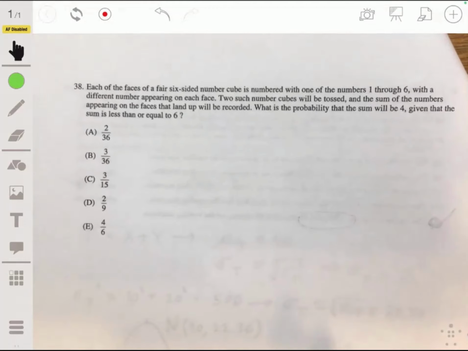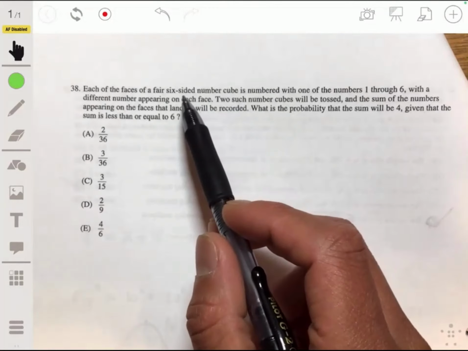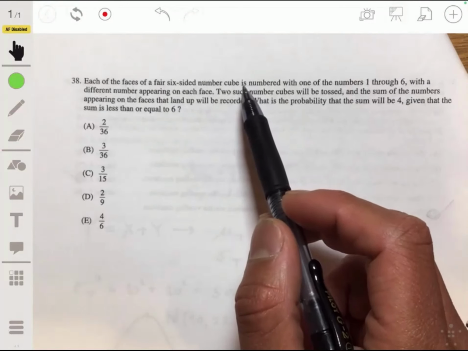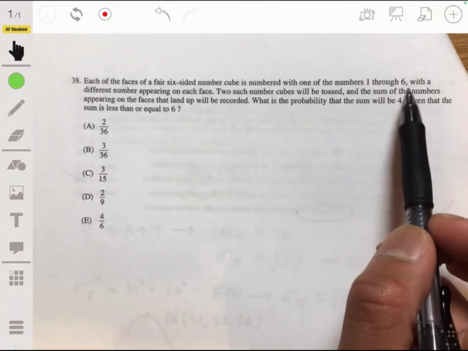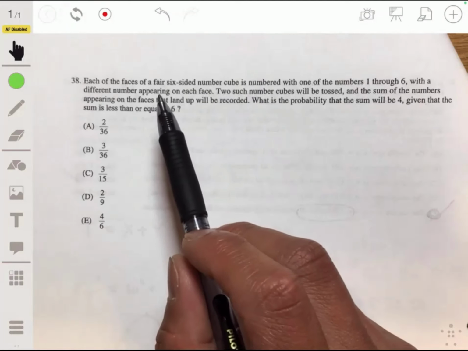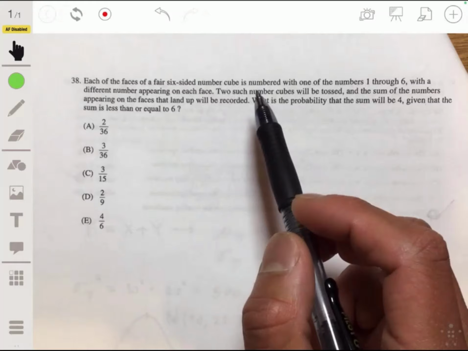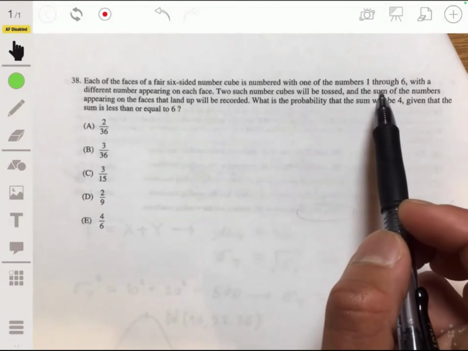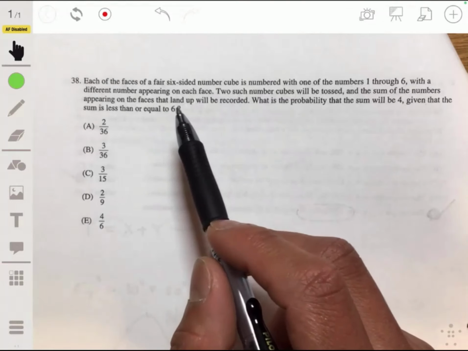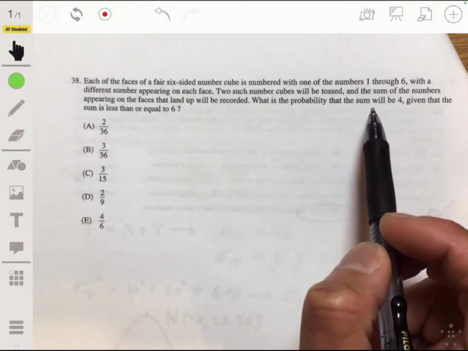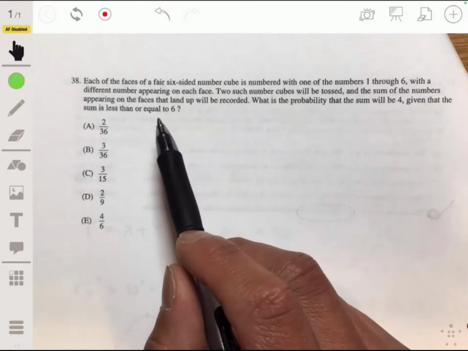All right, 38. Each of the faces of a fair six-sided number cube, or just a die, is numbered with one of the numbers 1 through 6, with a different number appearing on each face. Two such number cubes will be tossed, and the sum of the numbers appearing on the faces that land up will be recorded. What is the probability that the sum will be 4, given that the sum is less than or equal to 6?